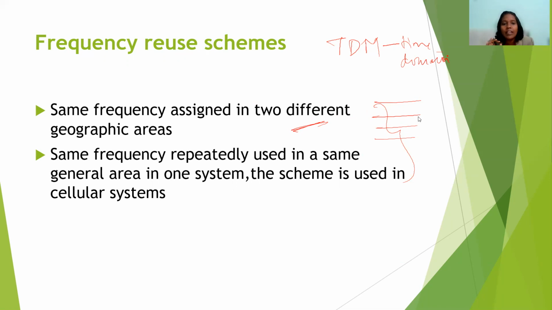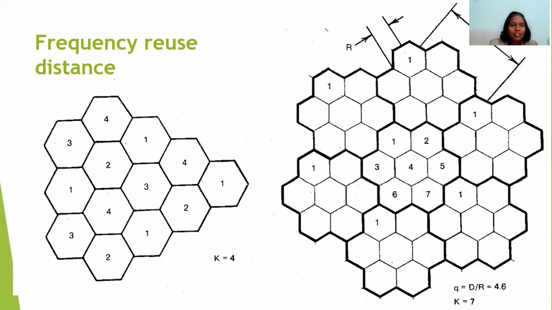So the same frequency is repeatedly used in the same general area; the scheme is used in cellular systems. So there are many co-channel cells in the systems. So the total frequency spectrum allocation is divided into K frequency reuse groups. So they are saying to split it and use the frequencies.